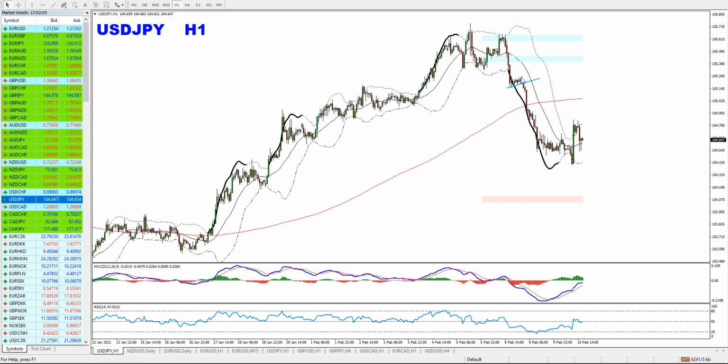We got here the consolidation. It was not ABCD, it was consolidation. Very small in volumes, as you can see, no buyers. And we break down, right? Massive candle closing below. This low is broken, and the rest is history.